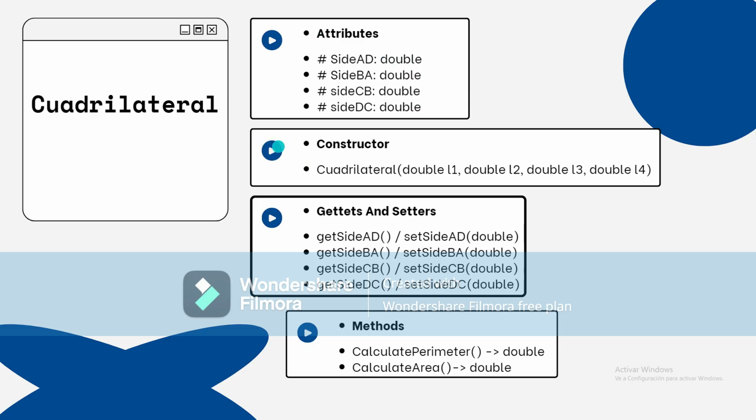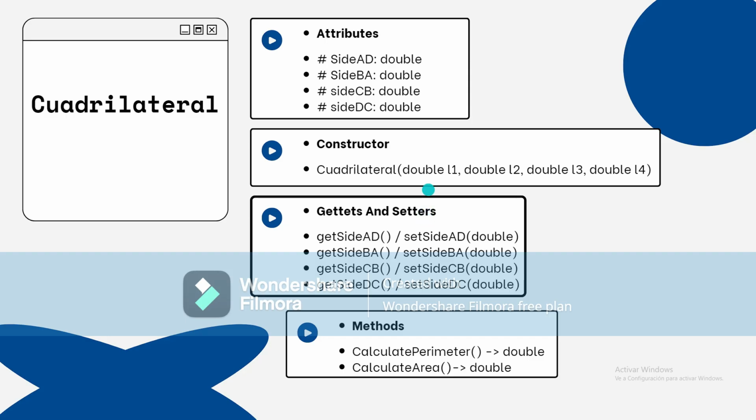Now I'm going to show you the constructor, which takes double L1, double L2, double L3, and double L4. Why do I put L1, L2, L3, and L4 besides AD, BA, CD, or DC? Because I want the code to be easier to read. So when I made this constructor, I made its respective assignments: this point L1, this point L2, and the other ones.